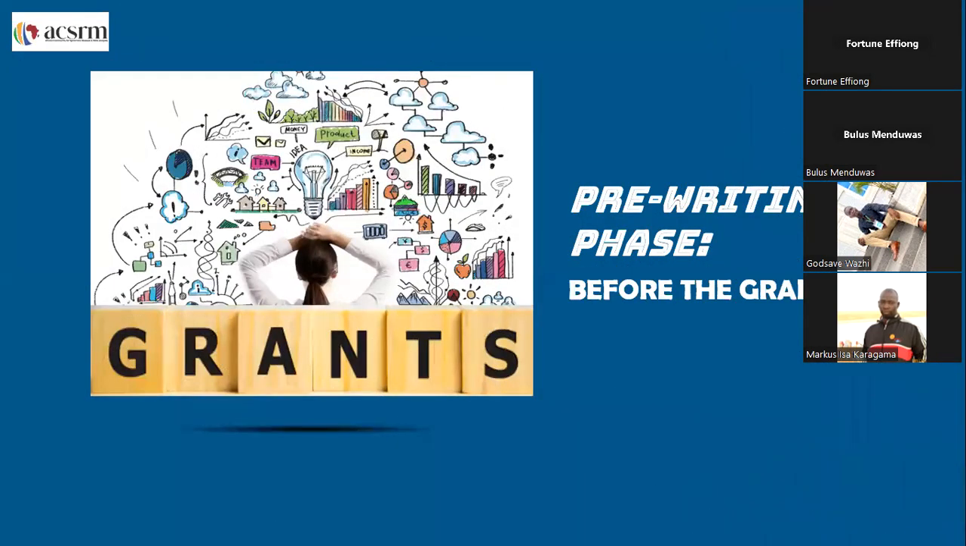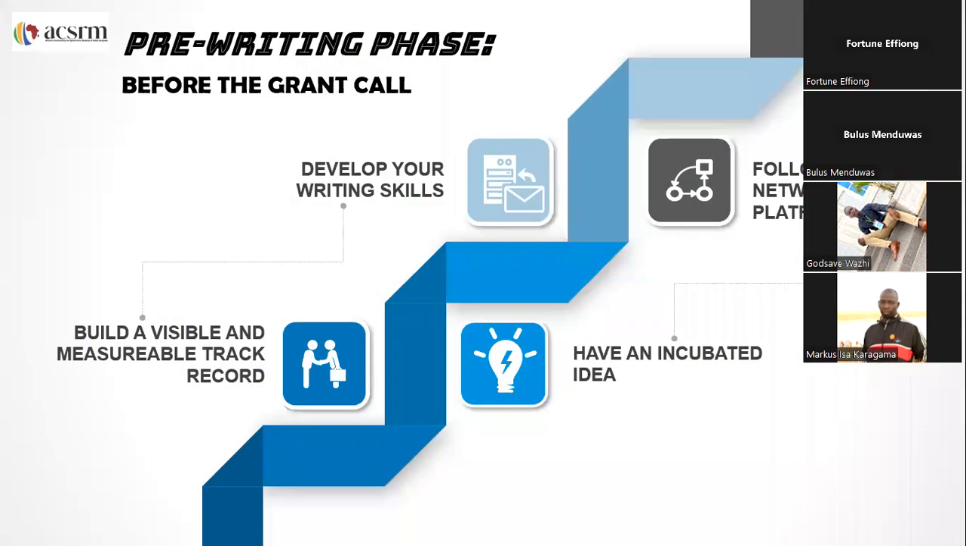So the pre-writing phase is essentially everything that you do before you see a grant opportunity, before the grant call, or before you get to put your proposal together. And there are essentially four main things you might want to put together before writing your grant proposal, or even before seeing a grant call. The first is building a visible and measurable track record, and emphasis on visible and measurable.